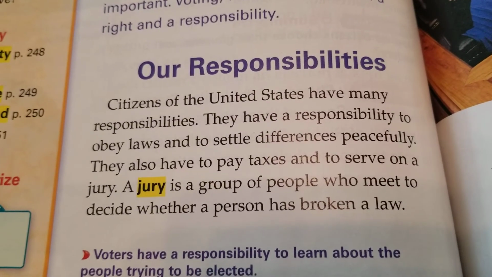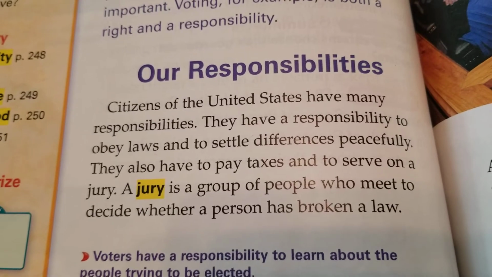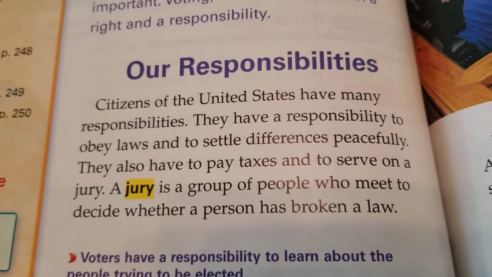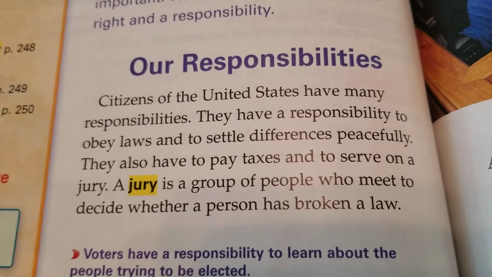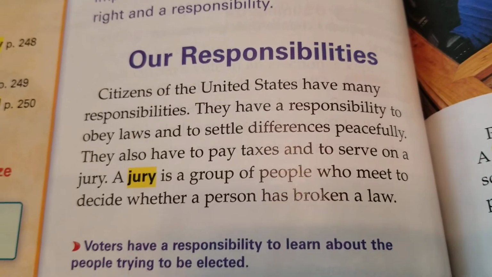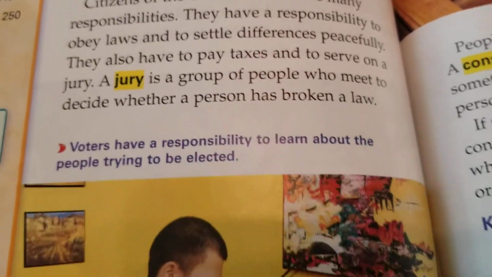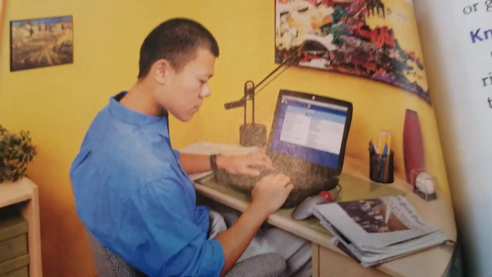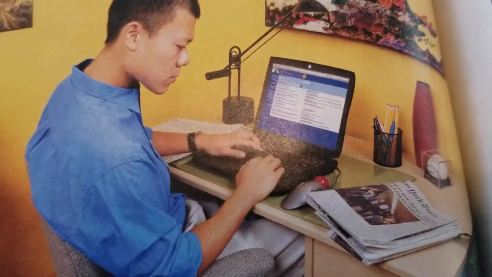They have a responsibility to obey laws and to settle differences peacefully. They also have to pay taxes and to serve on a jury. A jury is a group of people who meet to decide whether a person has broken a law. Voters have a responsibility to learn about the people trying to be elected. Sometimes you do have to do some research.